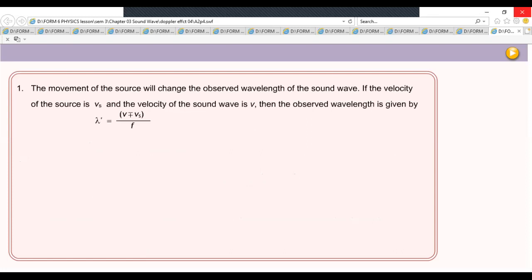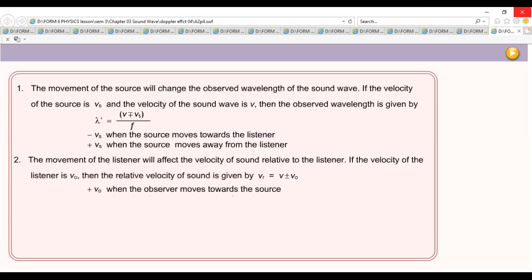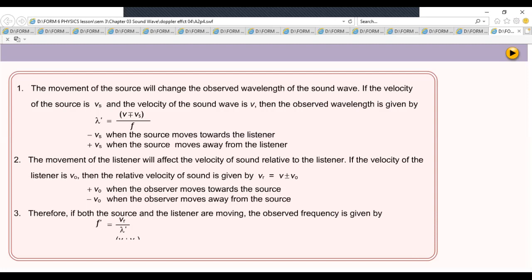So from here, we can say as a conclusion that, no matter the first formula for the wavelength or for the frequency, the information of the plus and minus signs for Vs and for V0 are all obeyed in the formula for the frequency.